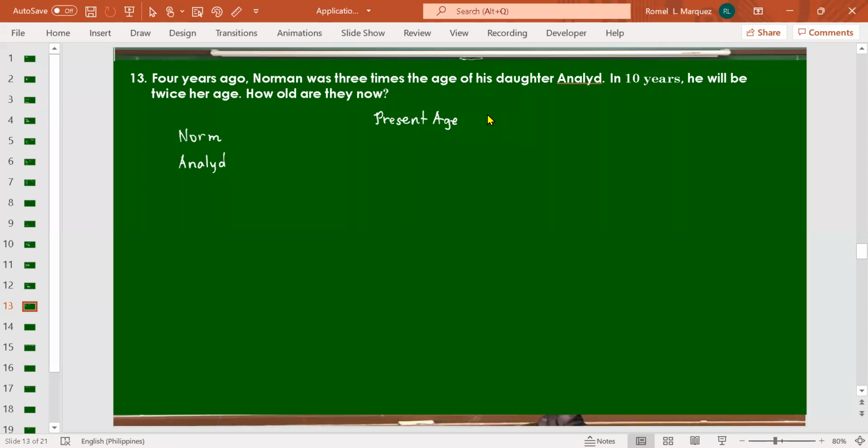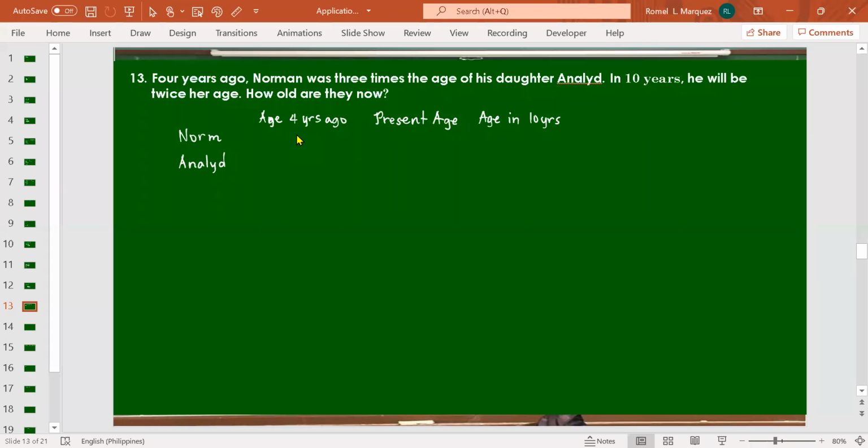Future age here, meaning age in 10 years. Age in 4 years ago. Age 4 years ago. So 4 years ago, Norman was 3 times the age of his daughter, Annalyn.